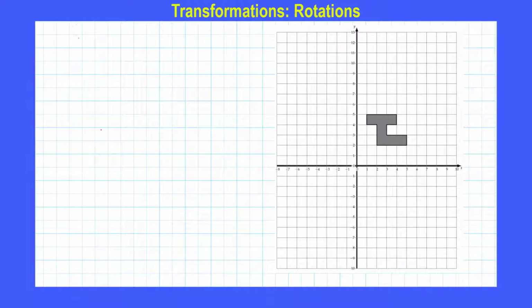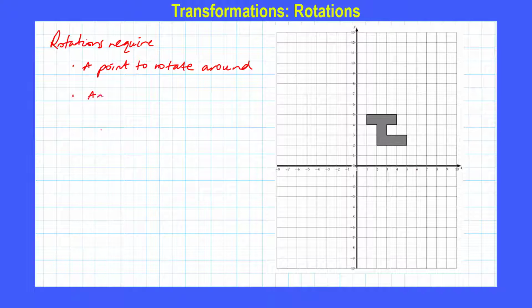In this video, we're going to be looking at how to do rotations. Now, to rotate a shape, we need two pieces of information. We need to have a point about which we're going to rotate the shape, and we also need to know how far we're going to rotate the shape, so an angle of rotation.